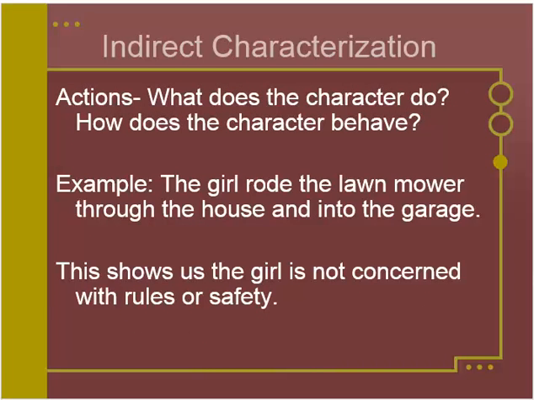Actions. What does the character do? How does the character behave? Example, "The girl rode the lawnmower through the house and into the garage." This really shows us that the girl is not concerned with rules or safety, or she has no idea how to drive the lawnmower and really shouldn't be on it. It's up to you to decide. You probably need more information for that one.